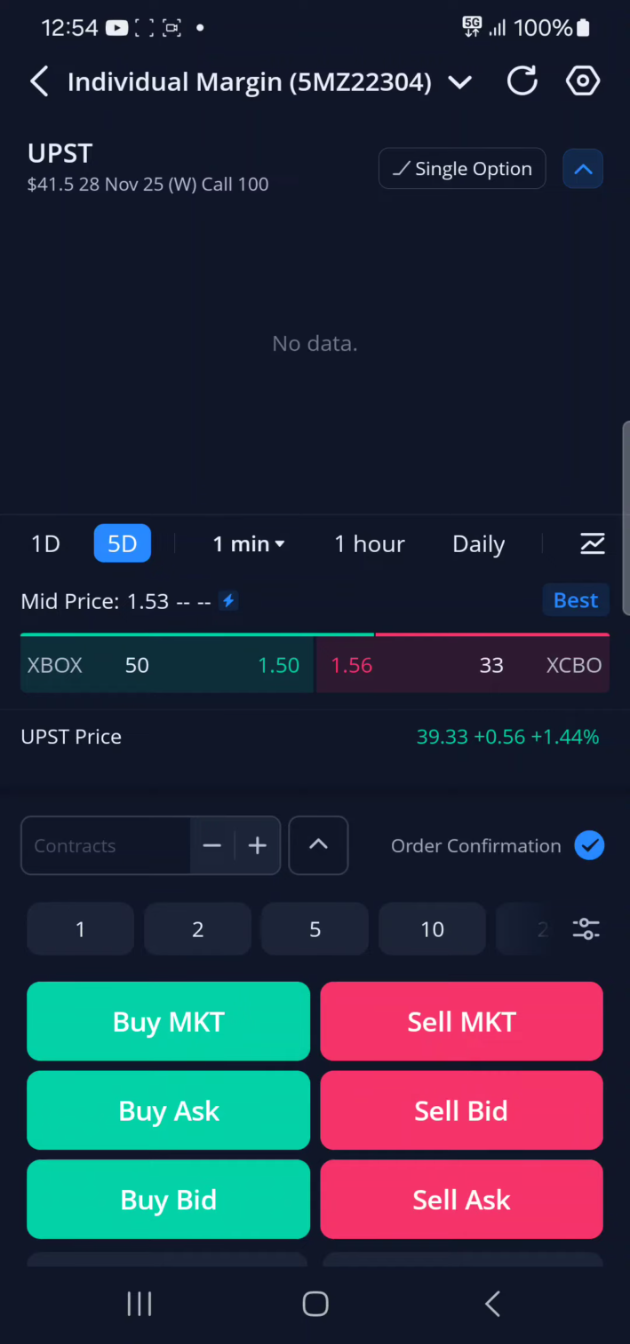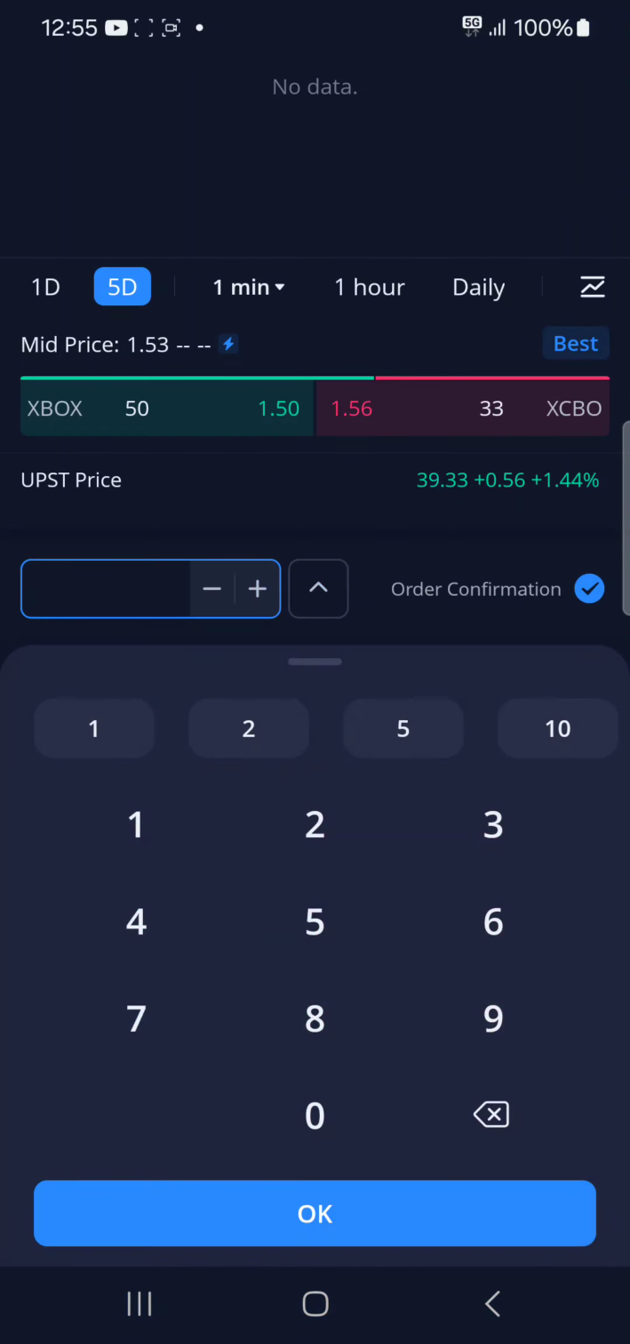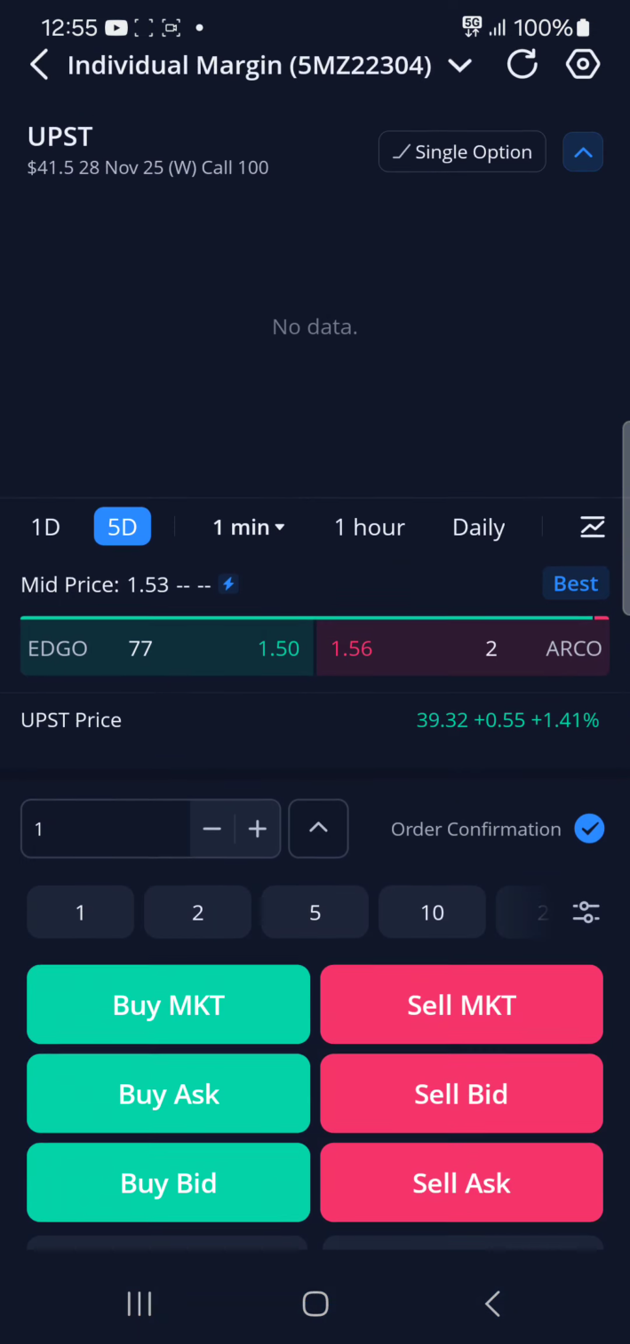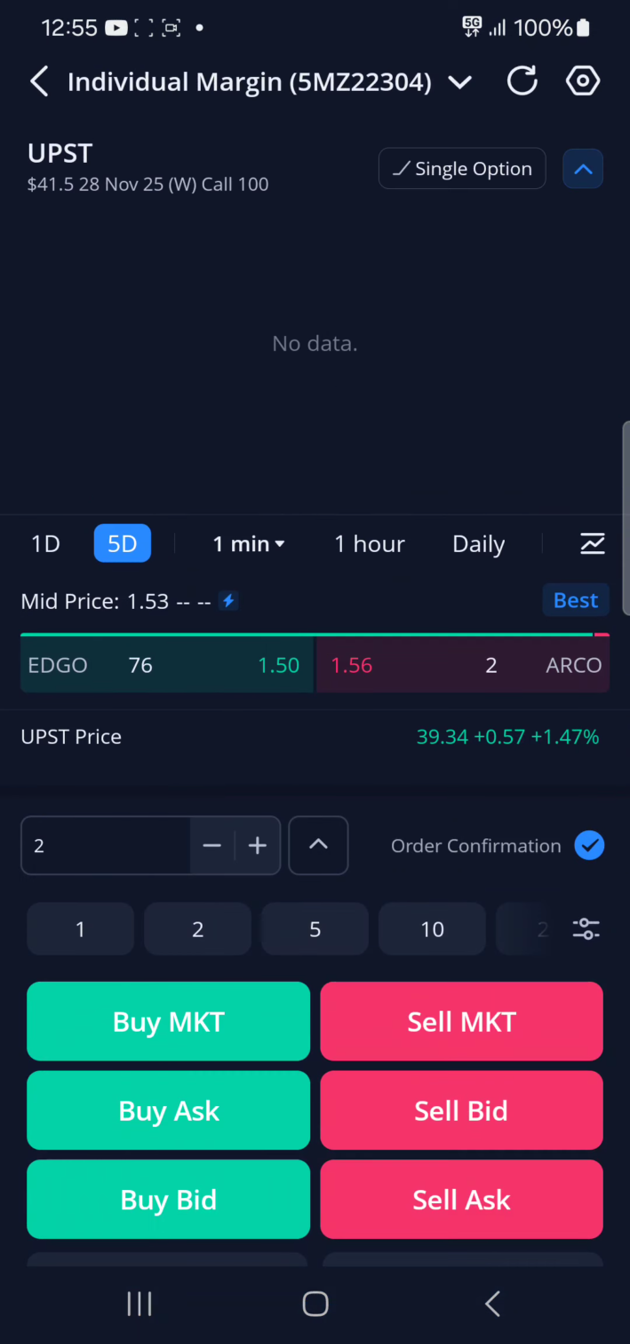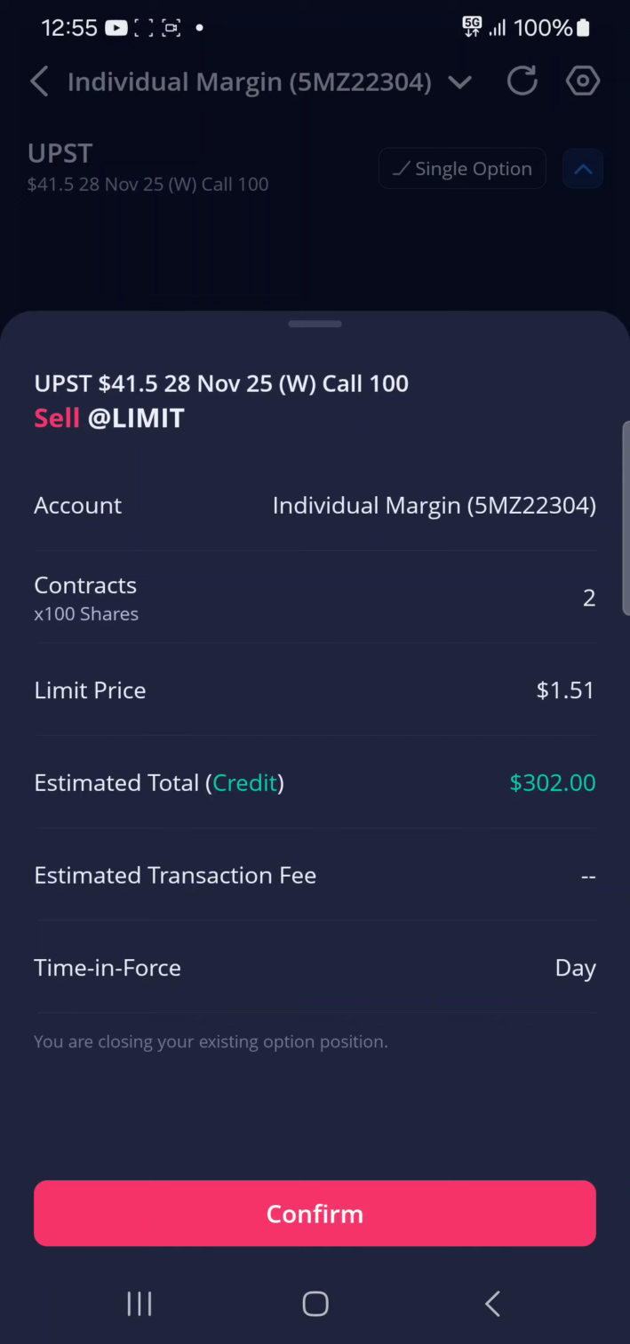So what I do is I select how many contracts. Every contract is 100 shares. So if I put 1, it will be 100. Let's say I sell 100 or 200. So I pick 2 and I put sell. This is what's gonna happen.